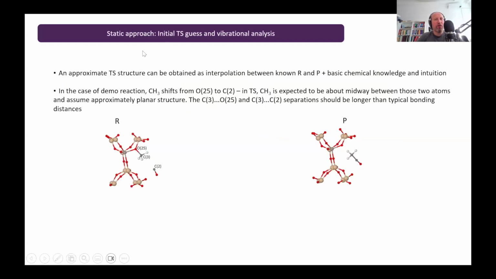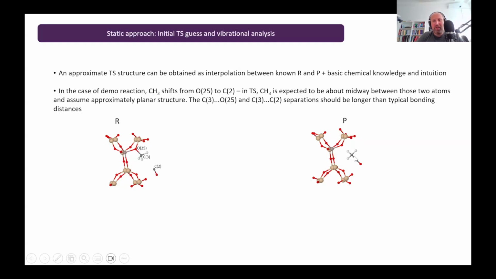The first step in my workflow is to prepare an initial transition state guess structure. This is usually not very difficult if you know or have at least some idea of the structure of reactant and product. What you can reasonably expect is that the transition state will be something with a geometry in between reactant and product. Here, of course, some basic chemical knowledge and intuition is useful. In our demo reaction, in the reactant, we have a methyl group attached to oxygen and only loosely interacting with the carbon of carbon monoxide.